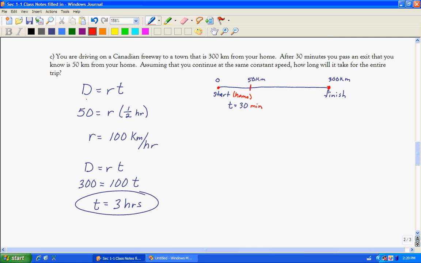So we're going to use the formula distance is equal to rate times time. Well, for the first part of the trip, we know our distance is 50 and we know our time is half of an hour. And we're going to change that 30 minutes to 0.5 of an hour, or half of an hour. And that way we can figure out what our constant rate is. And when we solve that, we get 100 kilometers per hour. Now we can then apply that rate to our total trip. So our total distance is 300. At 100 miles per hour, we can now figure out our time, which is 3 hours.